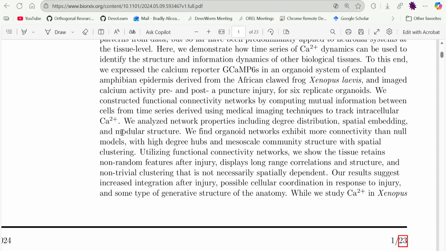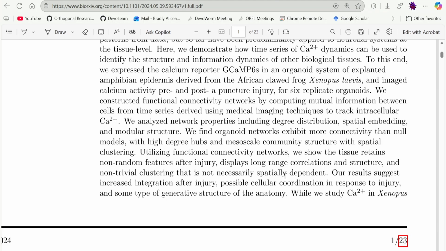Utilizing functional connectivity networks, we show that tissue retains non-random features after injury, displays long-range correlations in structure, and non-trivial clustering that is not necessarily spatially dependent. So a non-injured one compared to an injured one are different network-wise. Yeah, the network changes its properties when you injure it, post-injury versus pre-injury.